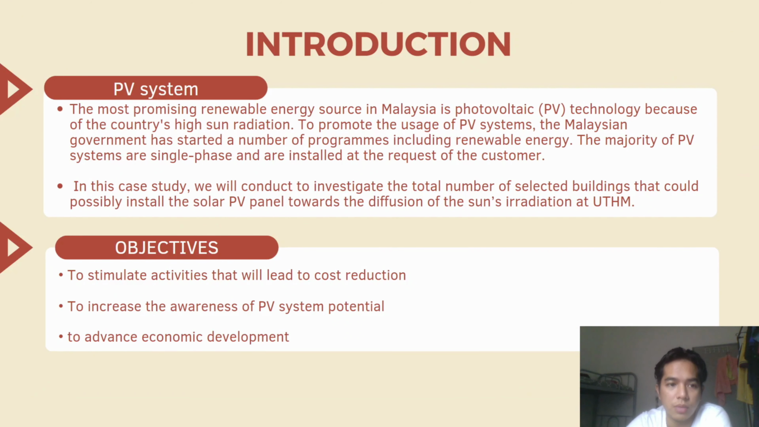For the introduction, the most promising renewable energy source in Malaysia is photovoltaic PV technology because of the country's high sun radiation. To promote the usage of PV systems, the Malaysian government has started a number of programs including renewable energy. The majority of PV systems are single phase and are installed at the request of the customer. In this case study, we will investigate the total number of selected buildings that could possibly install solar PV panels, considering the diffusion of sun irradiation at UTHM.